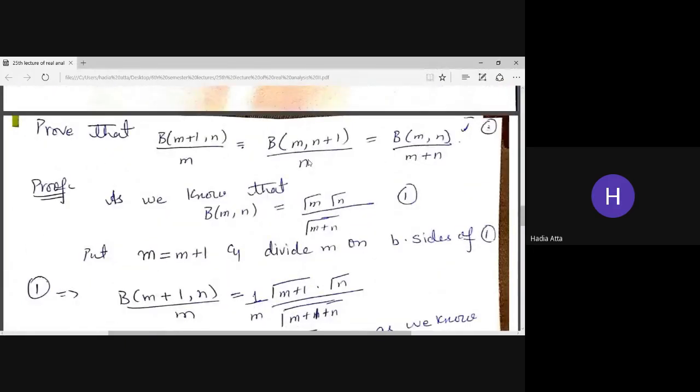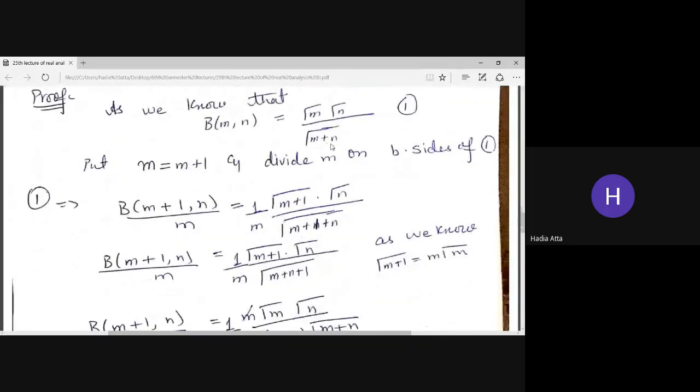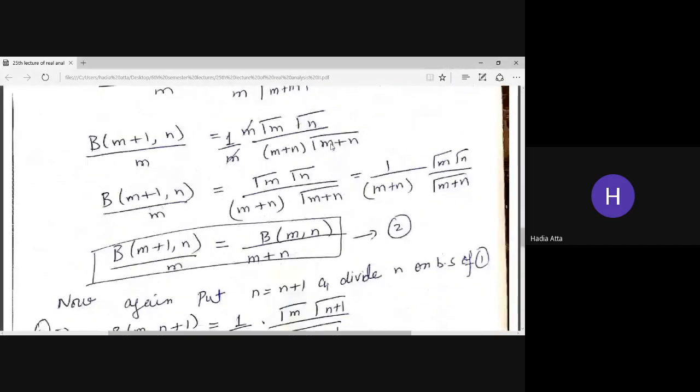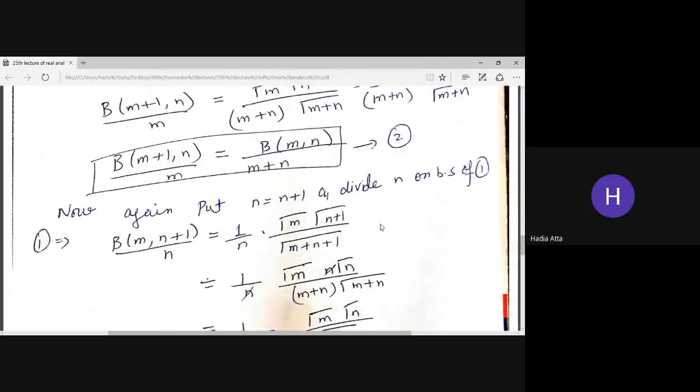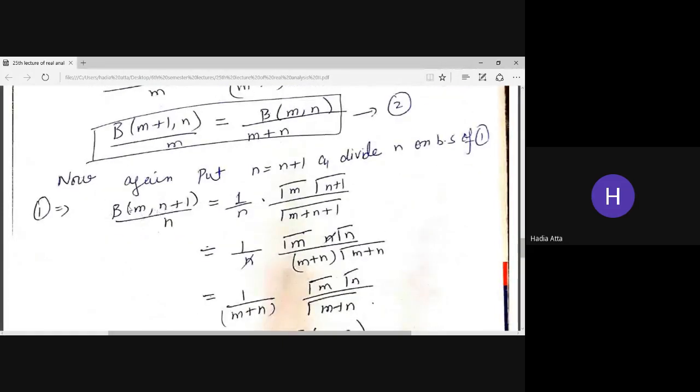Now we will take that result, where we replace m by n plus 1 and multiply by 1 by n and divide by n on both sides of equation number 1. So equation number 1 now becomes beta m into n plus 1 divided by n, which is 1 by n into gamma m gamma n plus 1 divided by gamma m plus n plus 1.